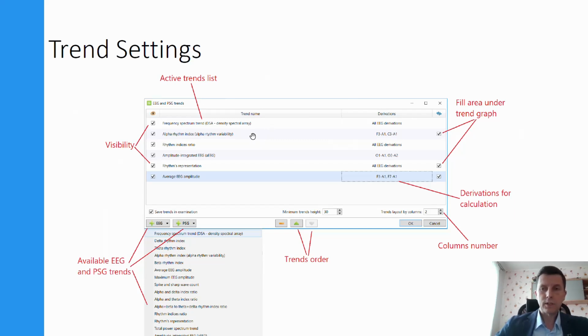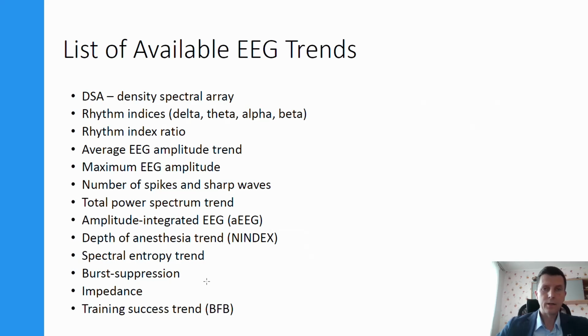In neurospectrum.net software we have a lot of different trends. You can see here the list. It is not the full list. We can choose different parameters in the trends, for example, density spectral array, delta, theta, alpha, beta rhythm indexes ratio, spike activity, and many others. Here is the list of available EEG trends in neurospectrum.net software.